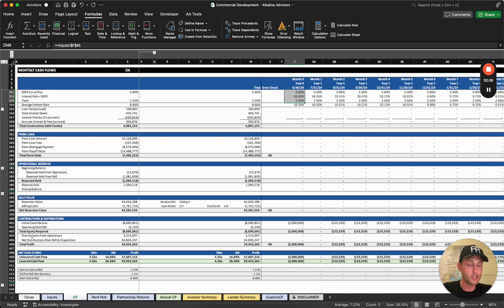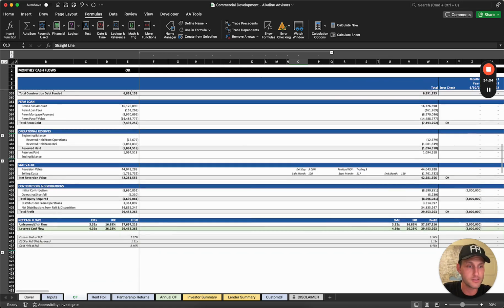And then distributions, we've broken it out into two sections. Distributions from operations, so that's your free cash flow any given month. And then distributions at a capital event. So that would be at refinance or at disposition or the sale of the asset. And then everything boils down into the net cash flow section. Unlevered cash flows and levered cash flows. Unlevered is assuming no debt. Levered is assuming debt. And this levered cash flow line will go into our partnership return section, which I'll get into later.